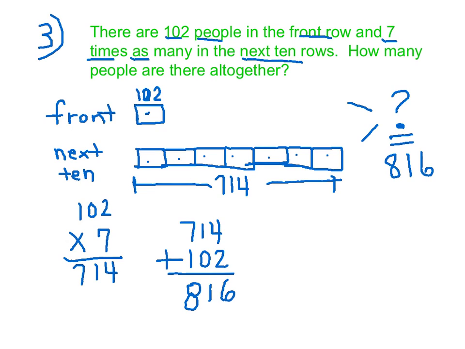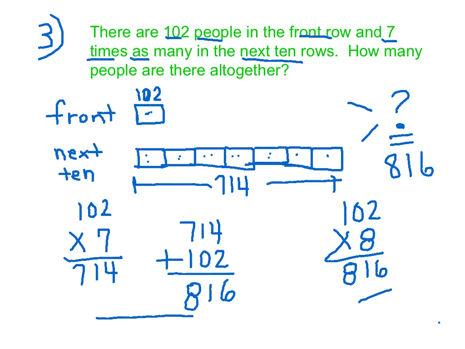Now that's one way you could solve that problem. The other way is to just realize that you've got 1, 2, 3, 4, 5, 6, 7, 8 groups of 102. So you could have just simply gone 8 times 102, 8 groups of 102. And, of course, the answer is 816. So you could have solved it in the 2-step method here, or you could have solved it in one step by recognizing you have 8 equal parts. Good job.